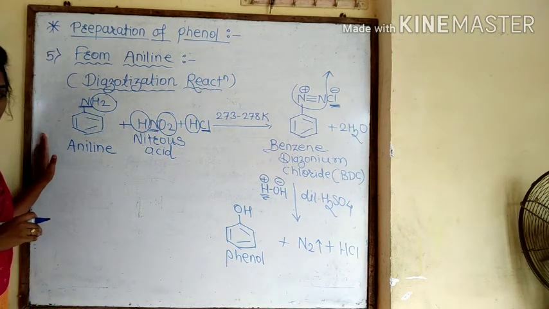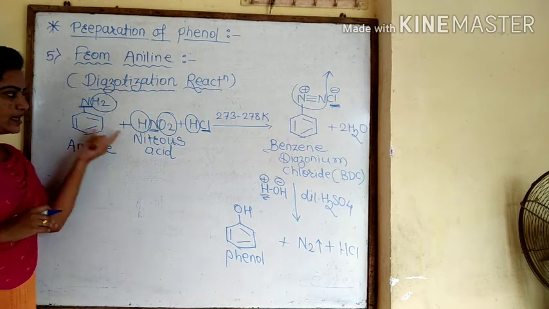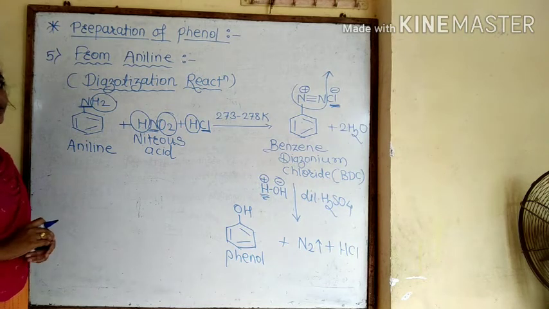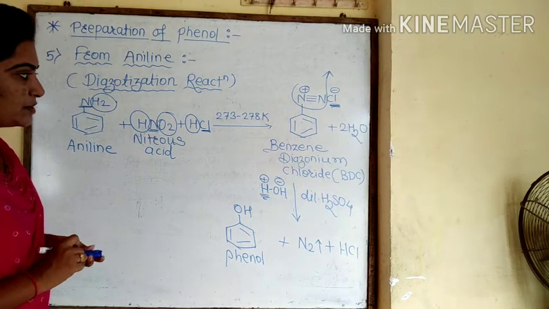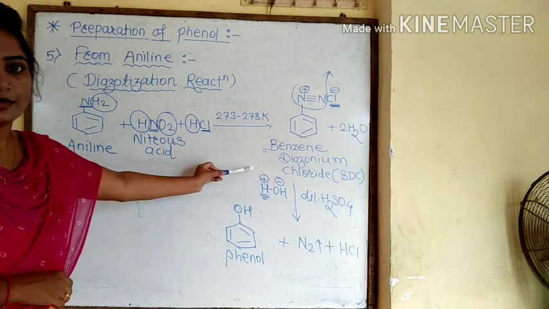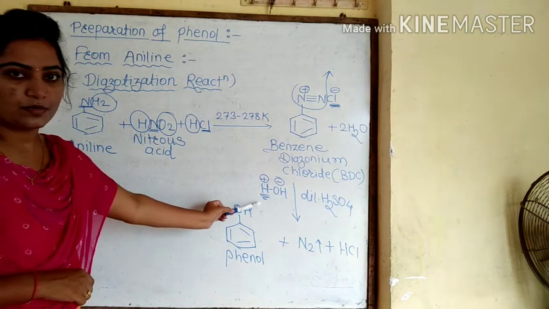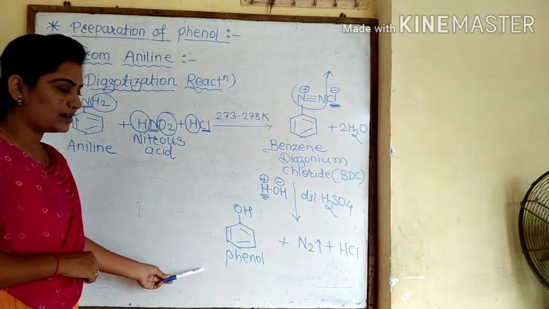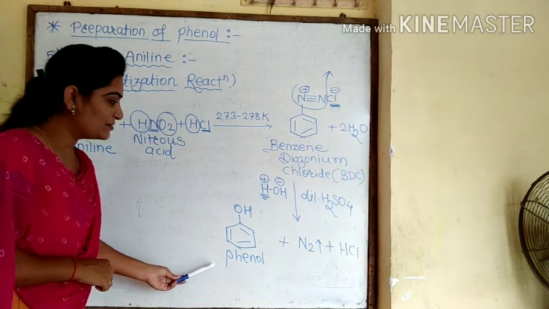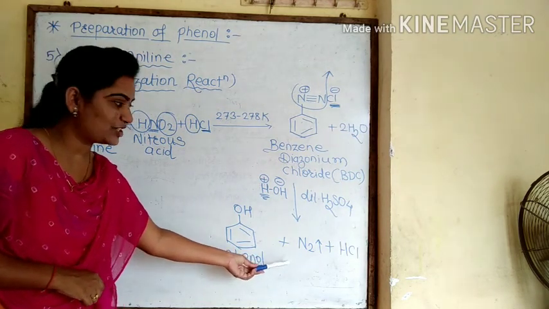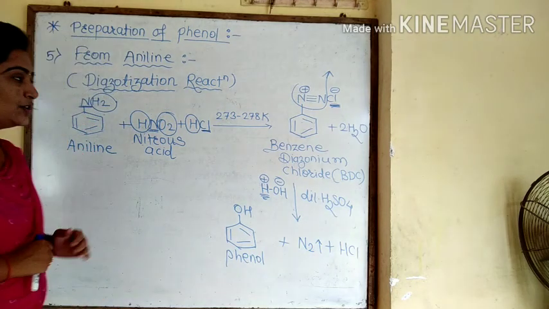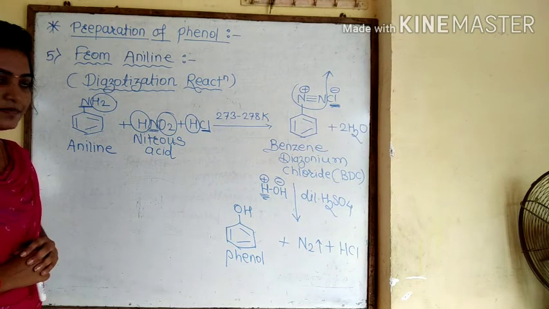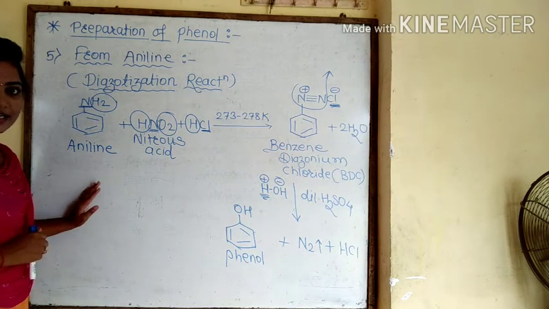Very simple reaction. That aniline is reacted with nitrous acid and HCl at 273 to 278 Kelvin temperature. It gives formation of this benzene diazonium chloride which reacts with water molecule in presence of dilute HCl. So it gives us formation of phenol. समझते हैं ना, formation of phenol with the loss of N2 gas, that is nitrogen gas, and HCl molecule. Okay. So in this way here methods of preparation of phenol, they are over. I hope you understand all these reactions.